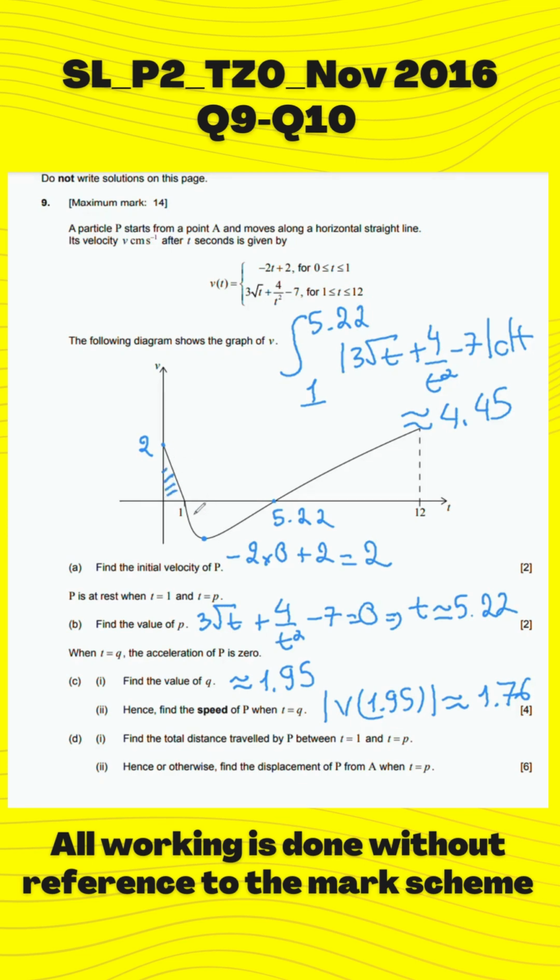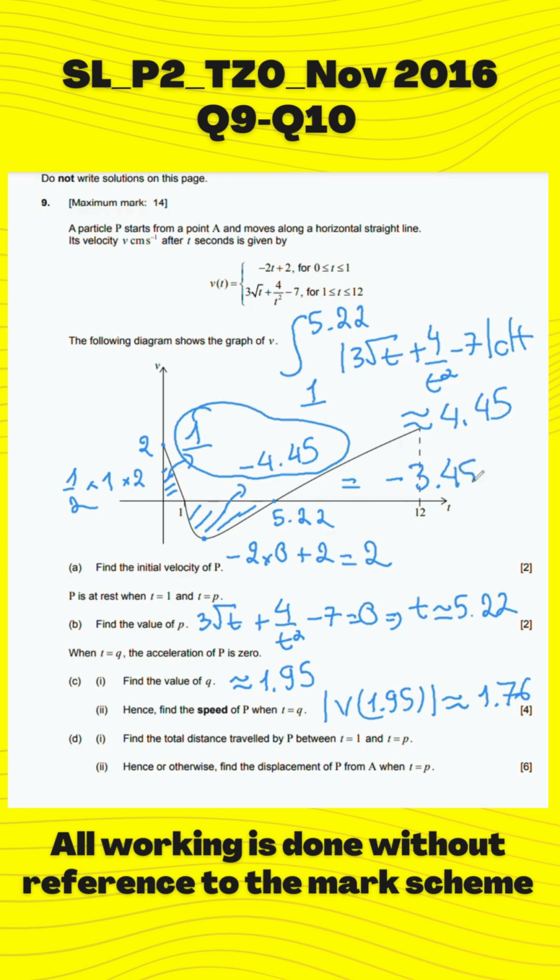Find the displacement of p from A when t equal p. So we have two different areas. In the first 1 second, it travels to the right, the area of this triangle, which is 2 multiplied with 1 multiplied with 1/2. So this travels to the right 1 unit. And this area represents the total distance traveled from 1 to p. So this will move to the left 4.45. We need to add this number. So the displacement at t equal p will be negative 3.45.